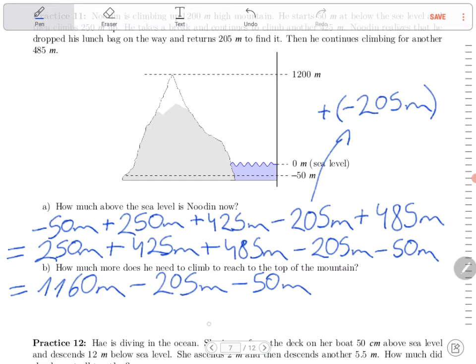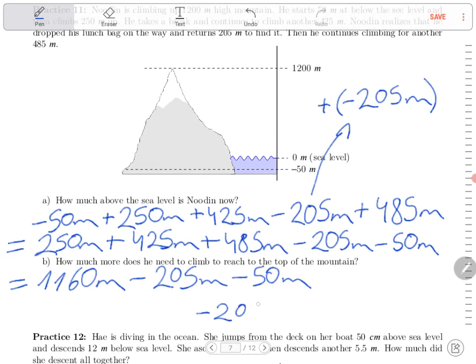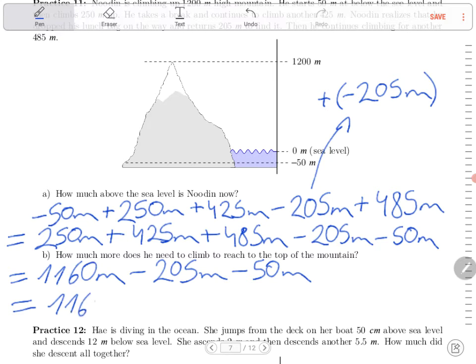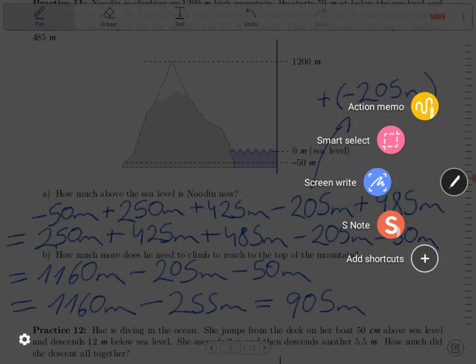So we can rewrite minus 205 minus 50 as minus 205 plus negative 50, which equals negative 255. So that means that this 1160 minus 205 minus 50 will equal 1160 meters minus 255 meters. From here on out, it's just a simple subtraction problem. So 1160 meters minus 255 meters equals 905 meters.